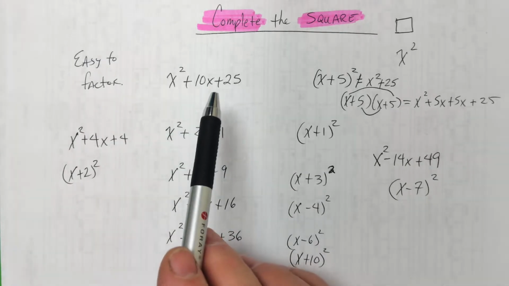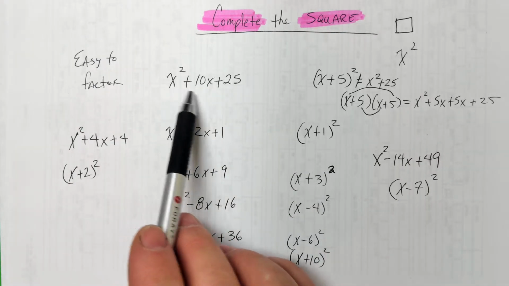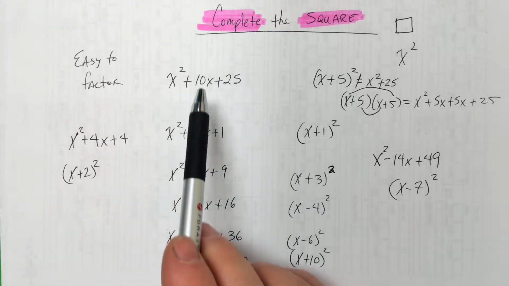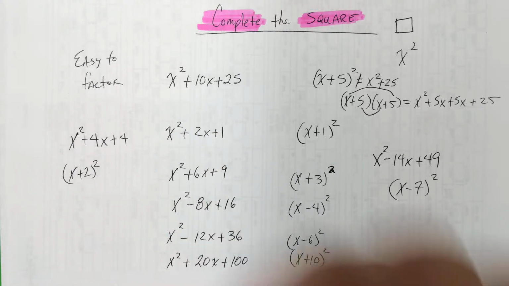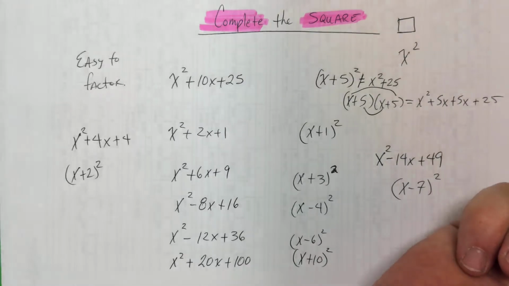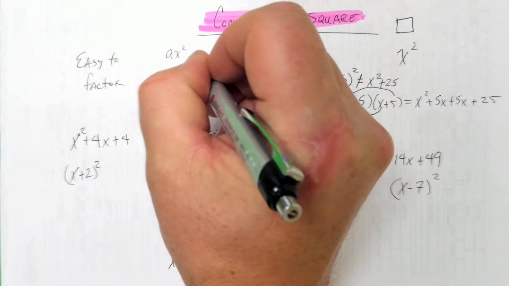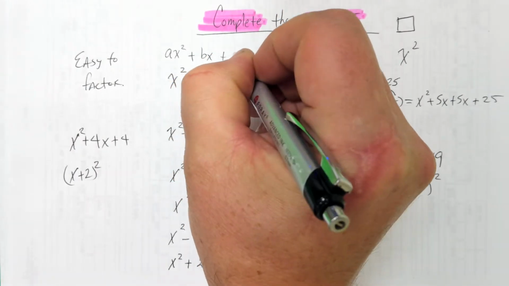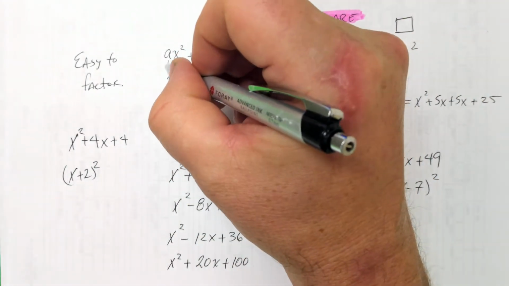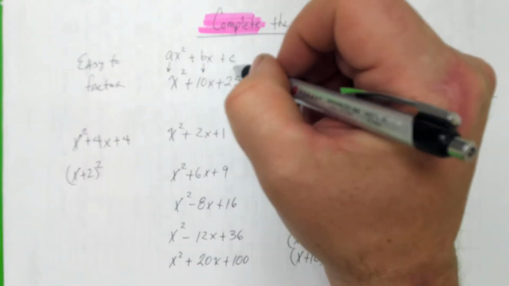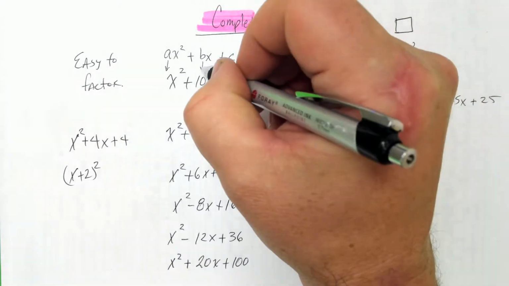Well, here's the thing. There's a pattern, a relationship between all of the perfect squares. There's a relationship between this middle term and this last term right here. Here's what we're going to call them: ax squared plus bx plus c. So a is the first number, b is the coefficient for x, and c is called the constant.